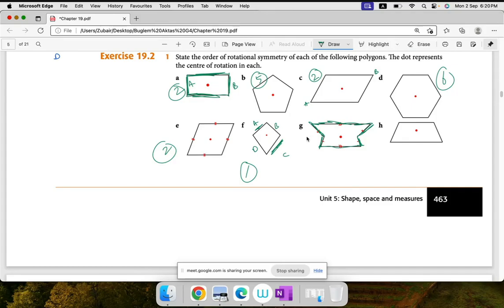B part, so G is 1, it fits one time in 360, because it won't fit. It will only fit when it is rotated 360 degrees. And H part? 1. Yes.